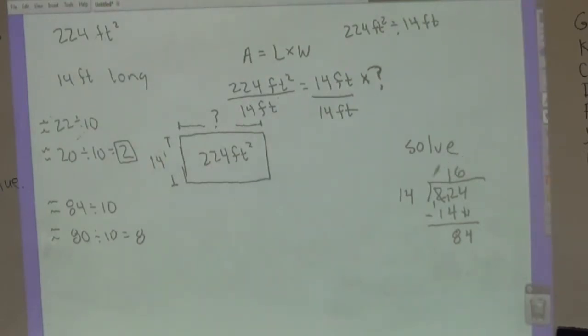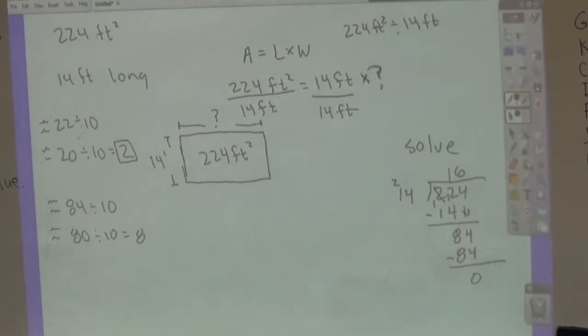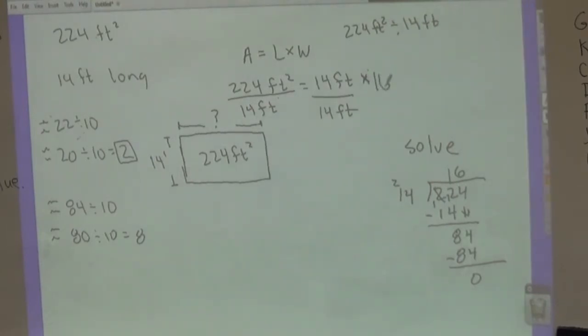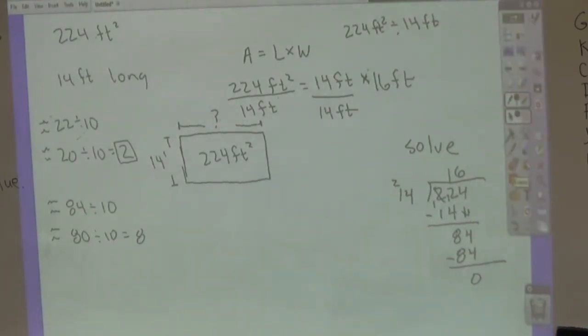Let's go to the 6. 6 times 4 is 24. Carry the 2. 6 times 1 is 6, plus the 2 is 8. Yes. We have a zeroed out division problem. There's no remainder. That means that our width, we can remove that question mark now and replace the question mark with 16 feet. And that means that this measurement in our original picture is 16 feet.